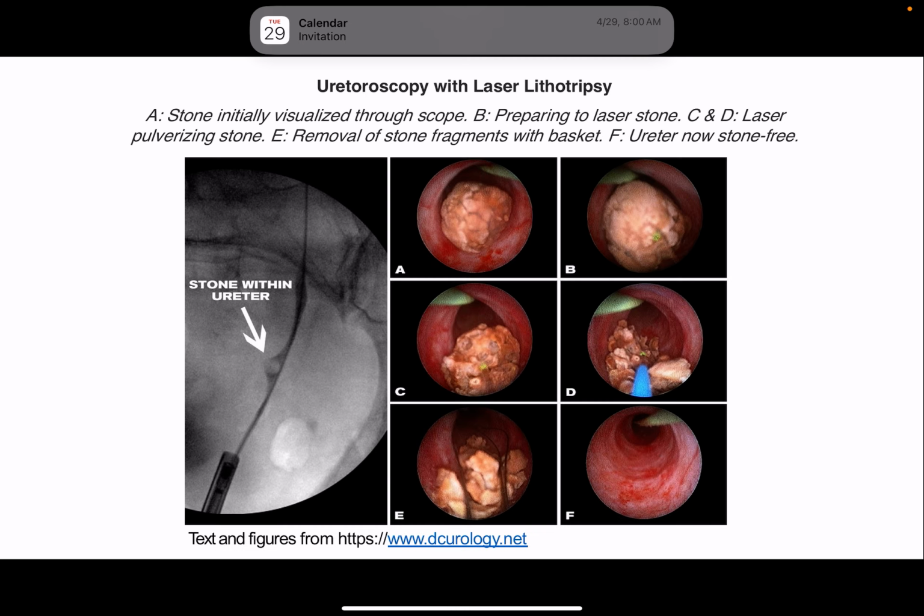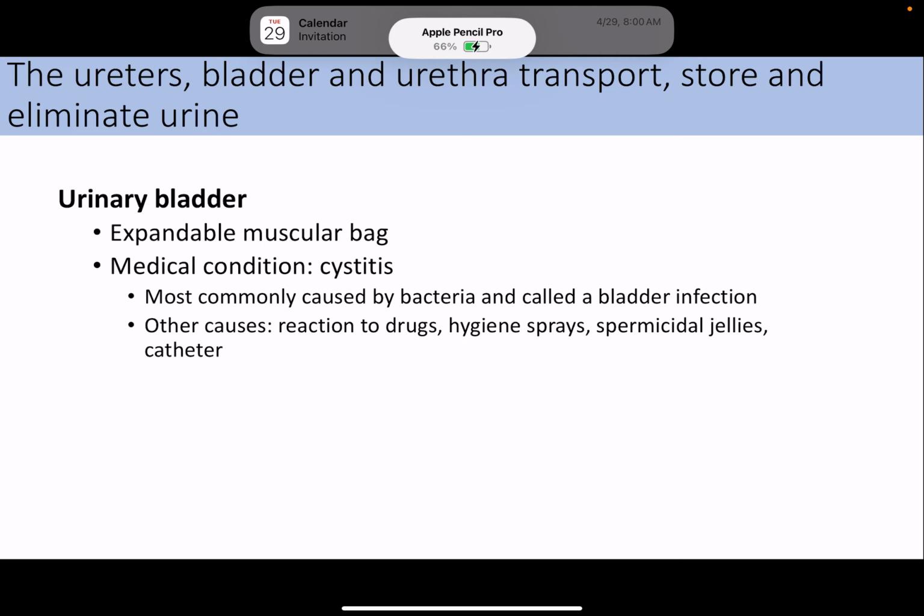Where is that one? Oh, there it is. That is what is painful. Do you see that stone scraping its way through the ureter? Because it can be pretty large. You can see it's bulging out. It's so painful. Worse than having a baby.